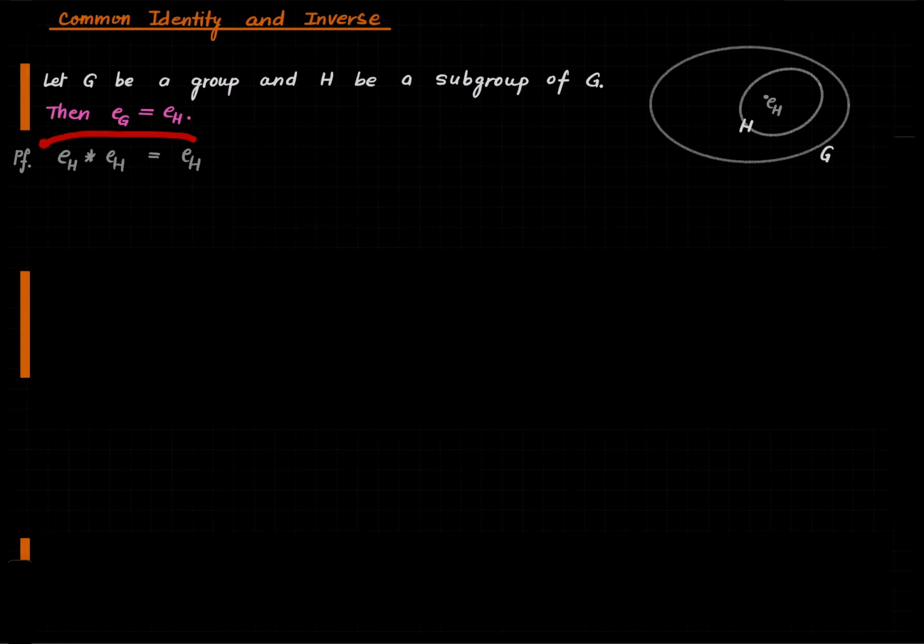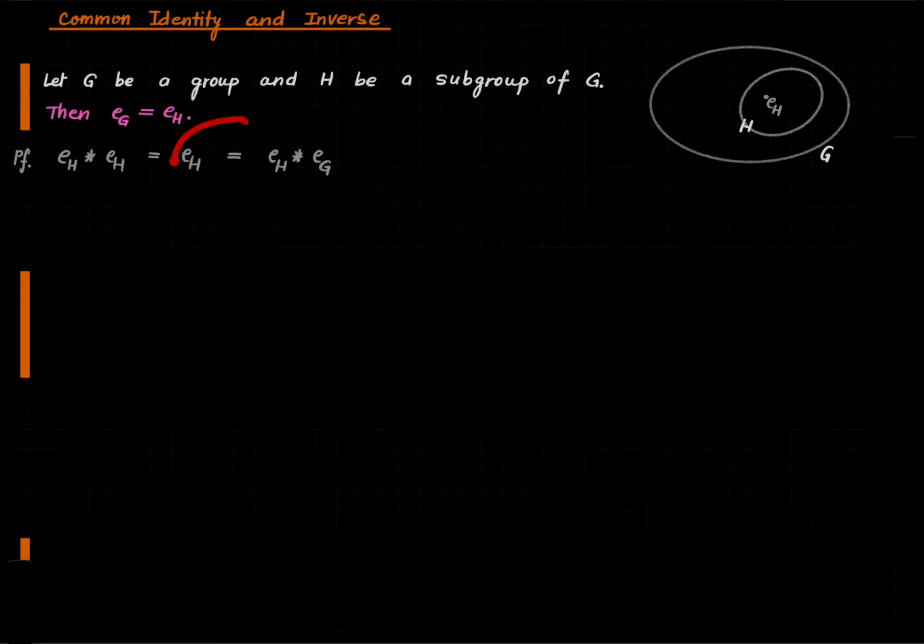But I can also think of this equation as written in G. That's completely fine because the binary operation on H and on G is exactly the same binary operation. It's just that on H we restricted it. That's all. It's the same binary operation. So this equation can be viewed in G also. Anyway, EH I can write as EH star EG.